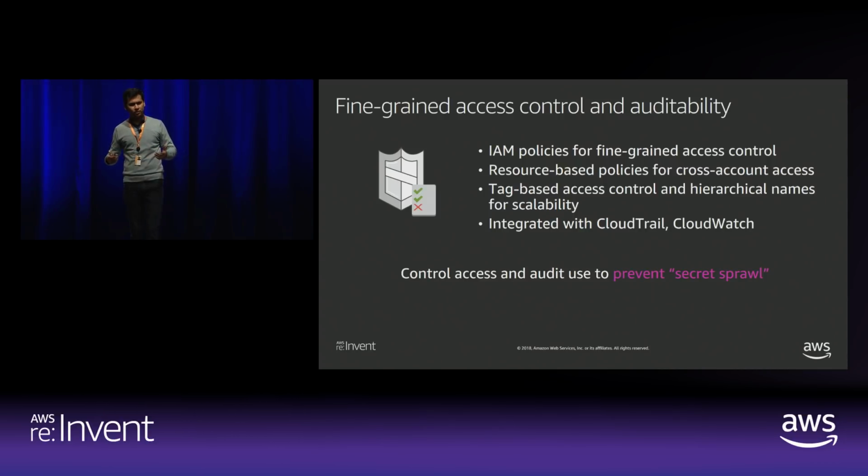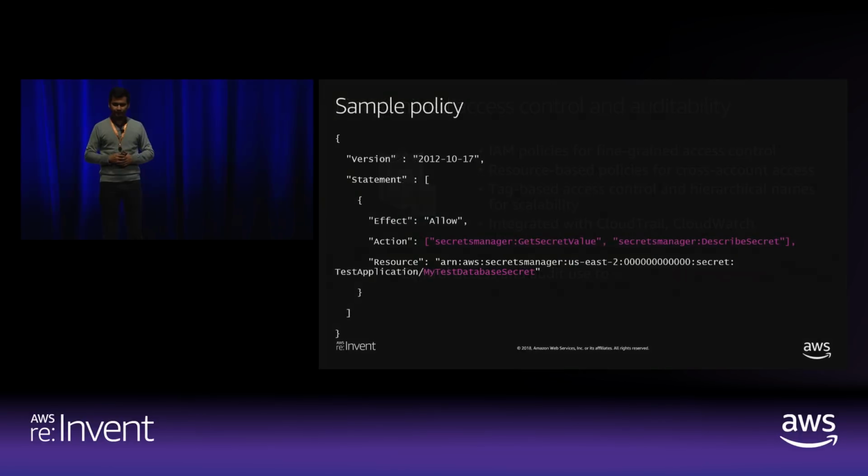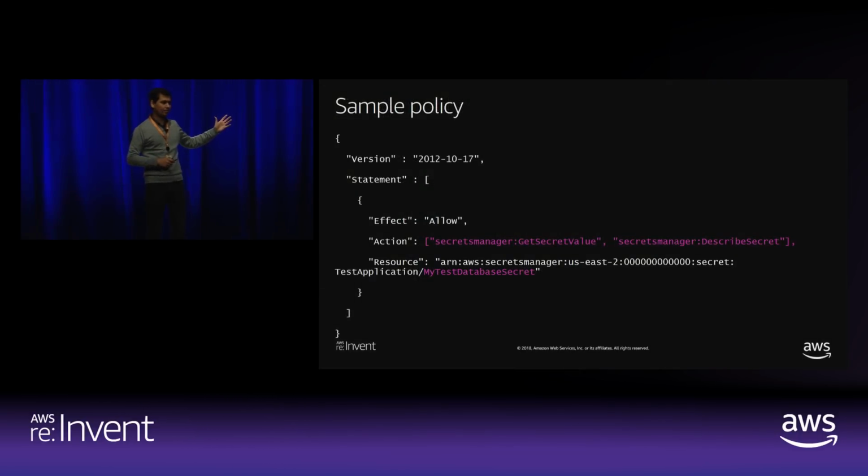So with all of these tools, it becomes really easier to prevent your employees from using secrets that they shouldn't be using. Basically, this helps you reduce secret sprawl. Now, here's what a sample IAM policy could look like.